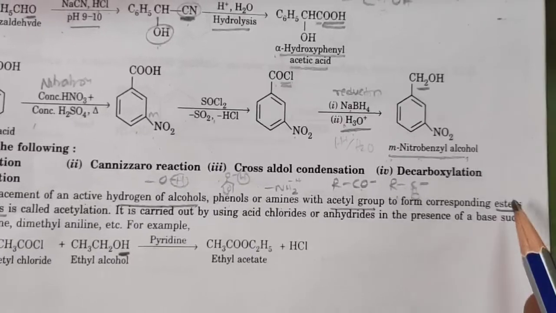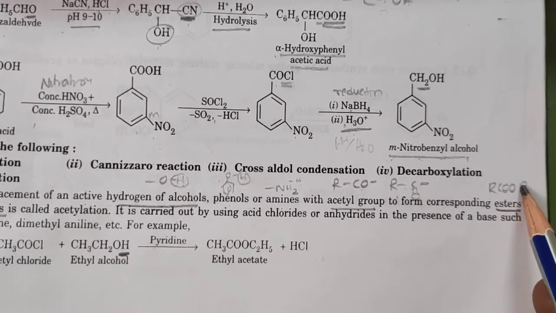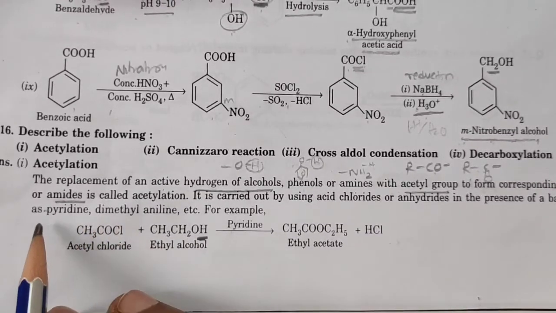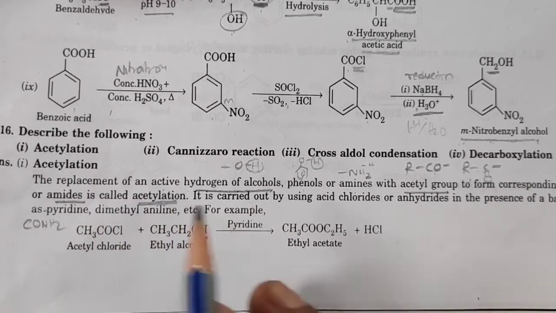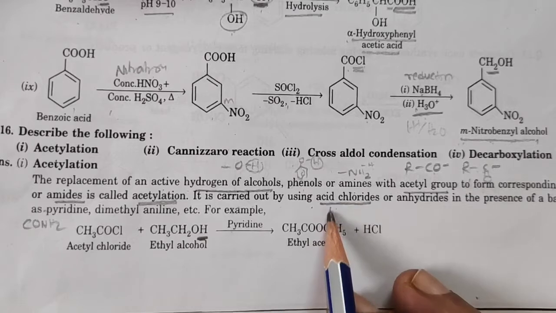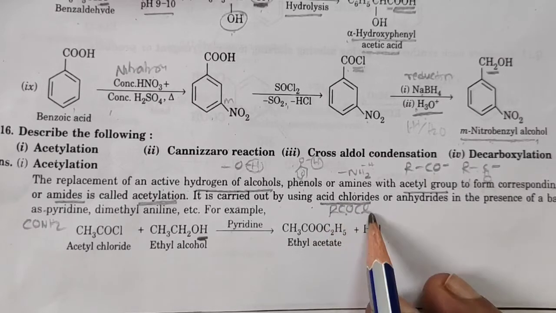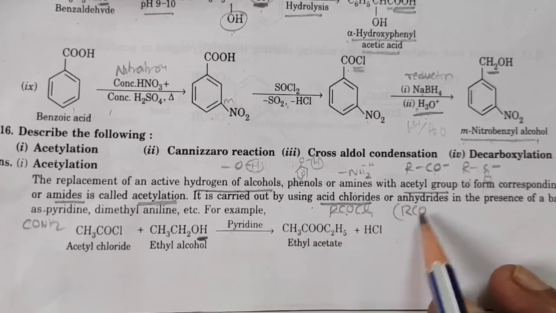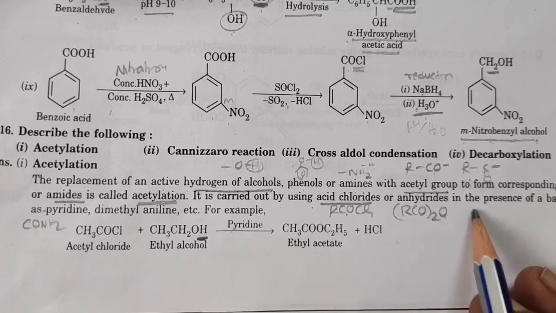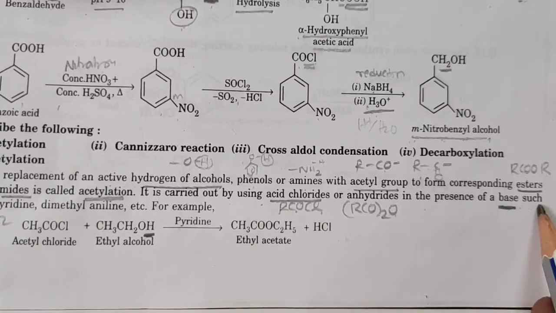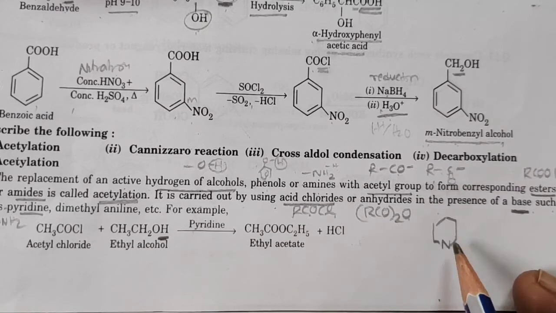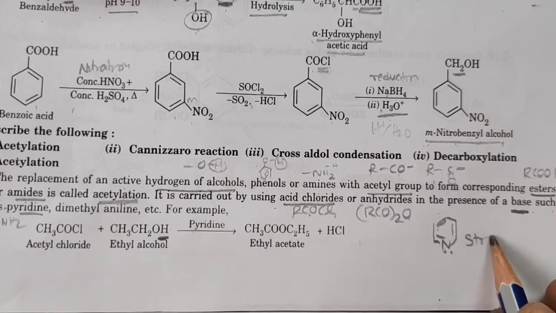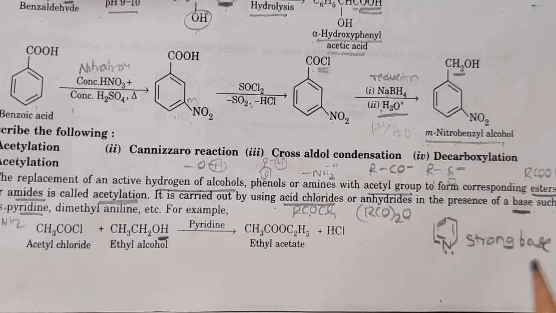Ester means RCOOR, and amides means CONH2. This is called acetylation. It is carried out by using acid chloride, that is RCOCl, or anhydride, that is (RCO)2O, in presence of a base such as pyridine. Pyridine structure is like this, nitrogen is there, a heteroatom in the ring. This is pyridine, a strong base.